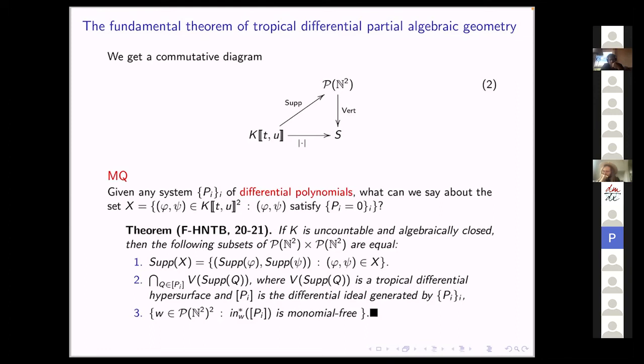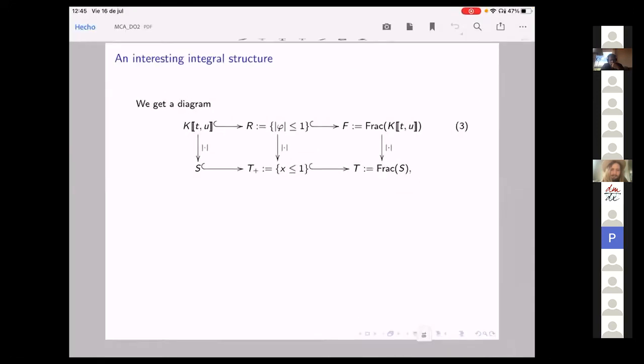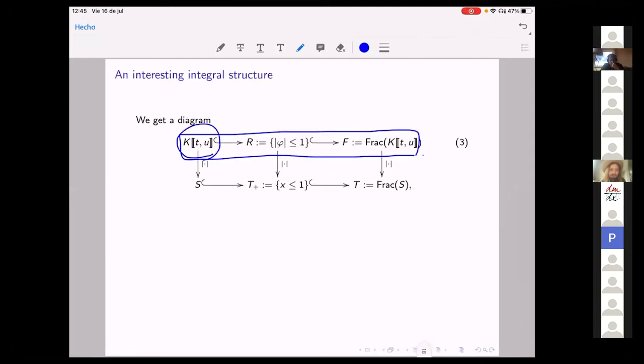But let me say something else. I have a commutative diagram here. You have classical objects. You have a ring or a domain. You have a fraction field of that.